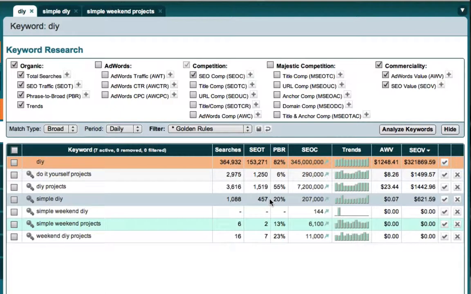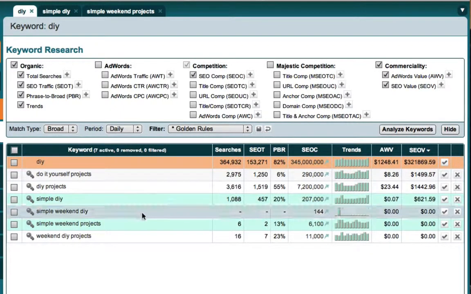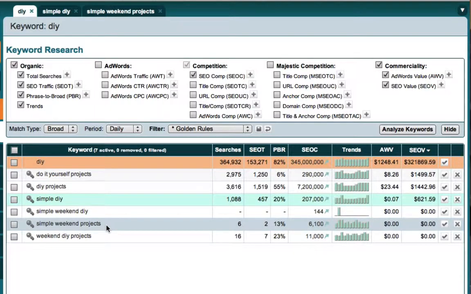Now, there's a few domains that I already bought. One of them is Simple DIY, and Simple Weekend Projects. Looking here at the search engine traffic, obviously this one here, DIY, that's not available, but that's just way too much competition. You'd be crazy to even attempt that. Some of the other ones here look pretty good.